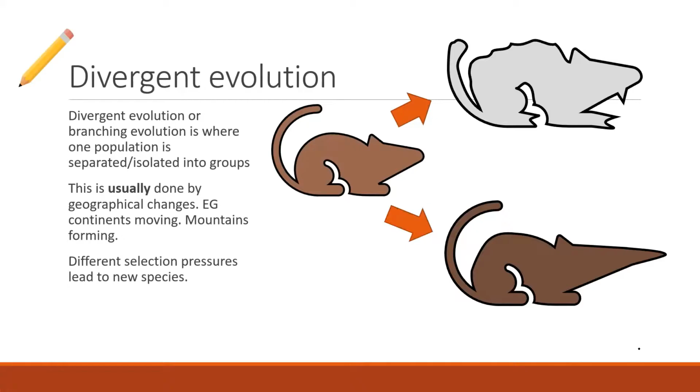And that's actually got a name. We call this divergent evolution. And this is sort of divergent, meaning making multiple, making things divergent. The divergent evolution or branching evolution is where one population is separated or isolated into groups. This is usually done by geographical changes. Now, it's not always done by geographical changes.